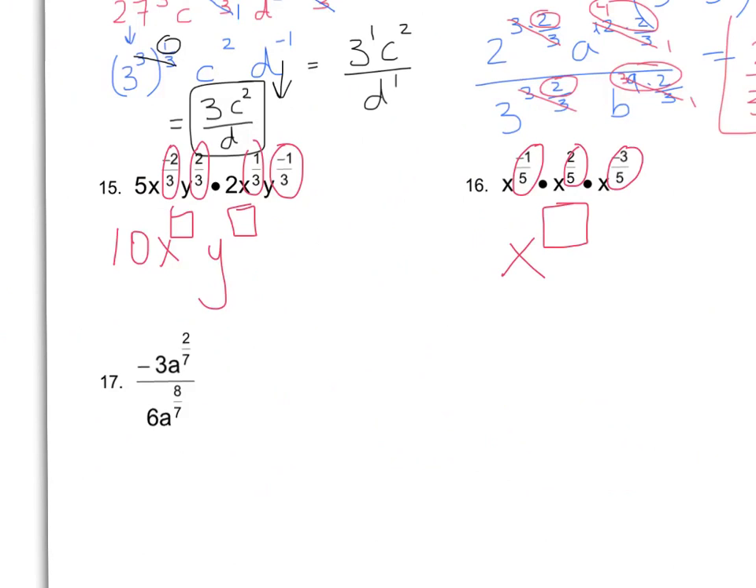Now remember, every time you are dividing, for number 17, you have to simplify those by dividing them. You simplify by 3. And since you are dividing, you need to subtract the power, so it would be a to the power, whatever 2 over 7 minus 8 over 7 would be. So try 15 through 17 on your own, and we'll do it together in class.